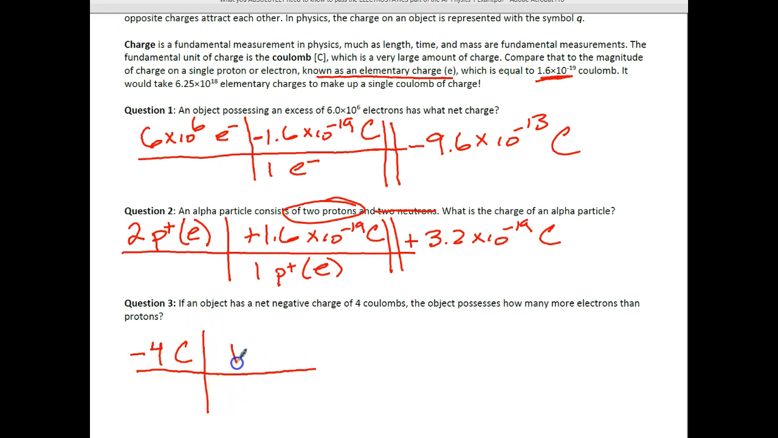So at this point, we're going to say one electron has a charge of negative 1.6 times 10 to the negative 19th coulombs. Notice that I have both a negative on the top and on the bottom, which is good because that gives me the number of electrons. We would not want this to be a negative number. And if you do your math, you end up with 2.5 times 10 to the 19th electrons. So that's a lot of electrons in order to have that charge.